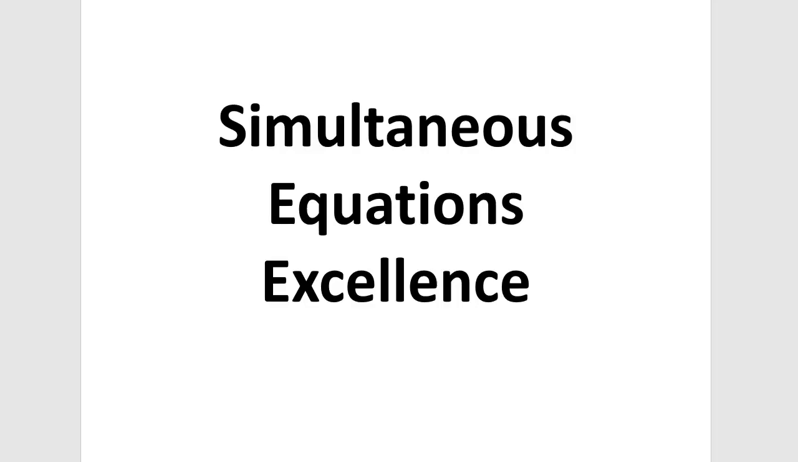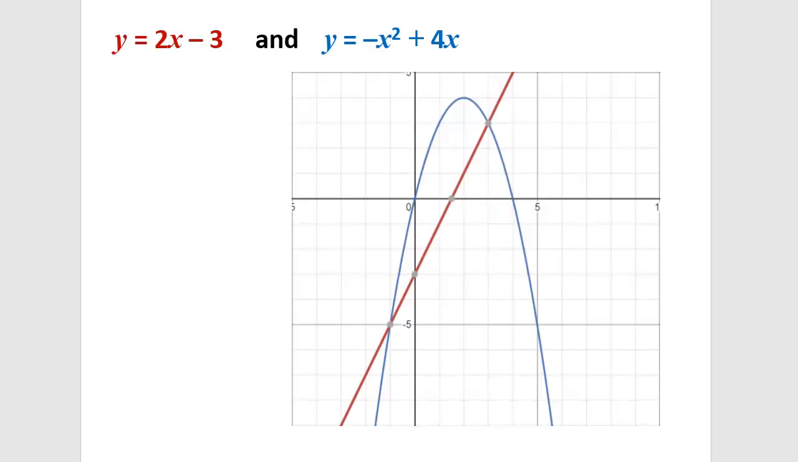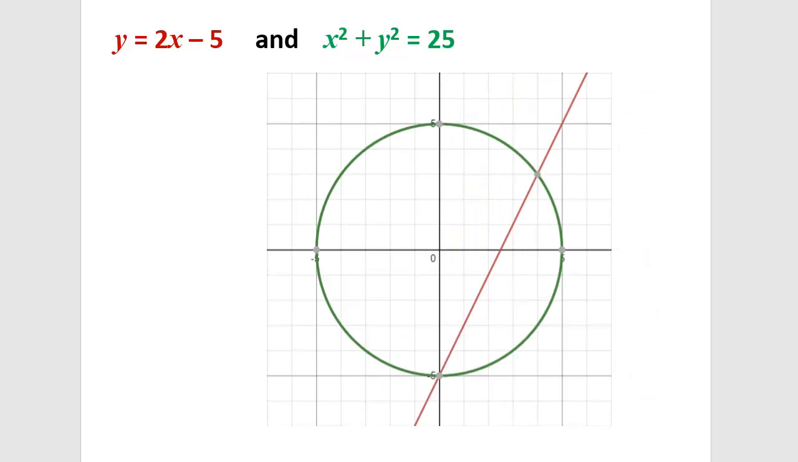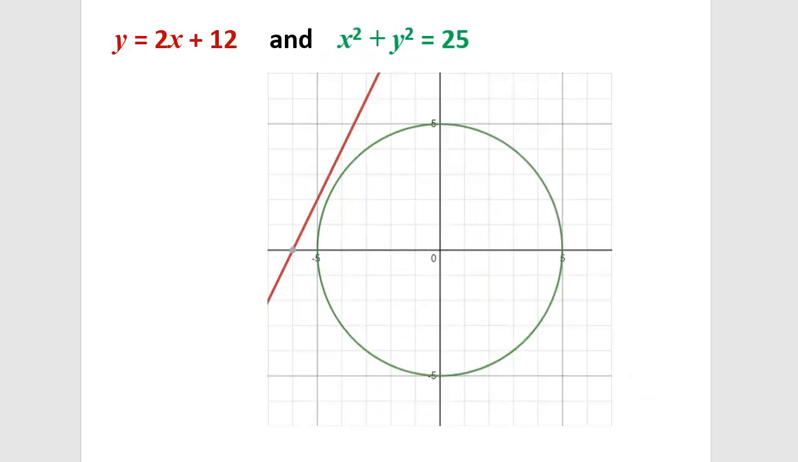Excellence for simultaneous equations at year 12. This line crosses the parabola at two places. Those are the two solutions to my simultaneous equations up above. This line crosses the circle in two places, but this line doesn't. So what values mean that the line and the circle, or the line and the parabola, do not intersect?